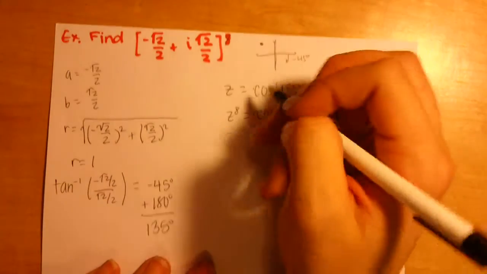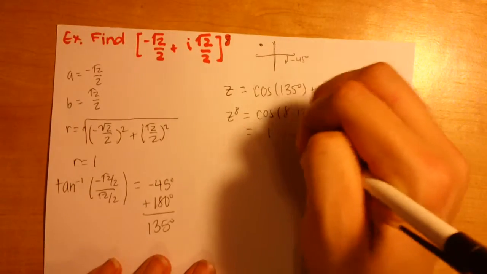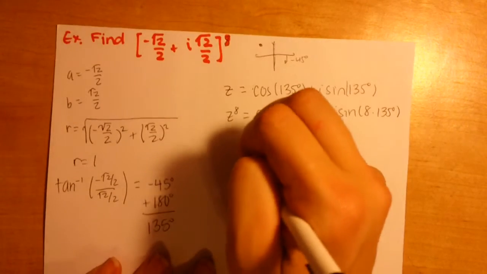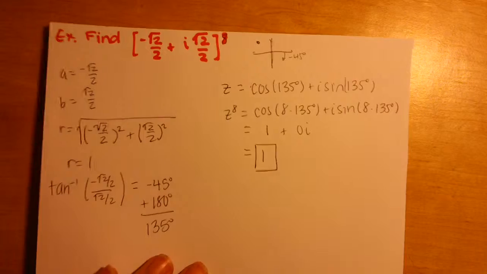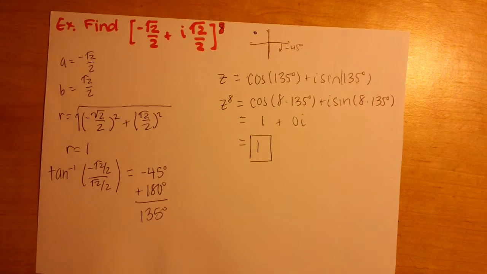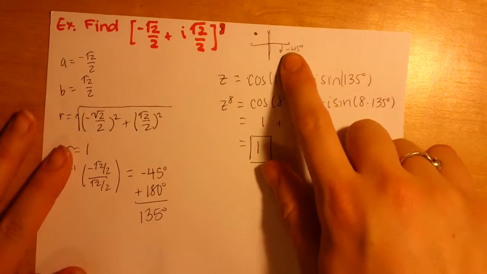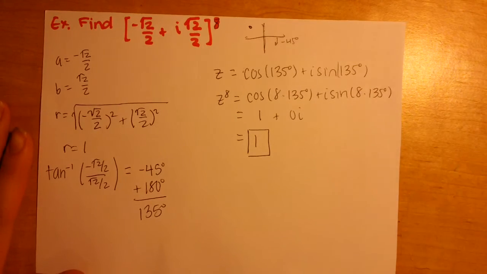Multiply this out. I'll get 1 plus 0i. So z to the 8th equals 1. Okay? So they will not all necessarily work out to be this pretty, but it's a good start to make sure your angle is in the right quadrant and you're using the formulas appropriately. So that is it for this lesson.